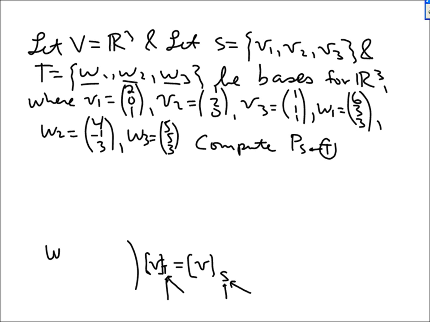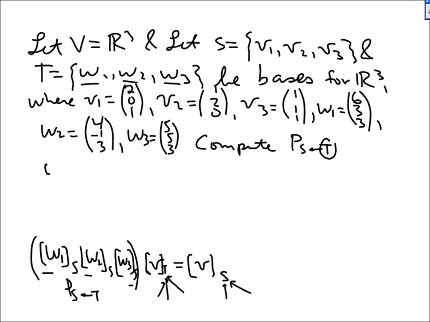So the first column is going to be W1, that came from T, and we're going to write it with respect to S. And then the next column is going to be this vector. And then the third column is going to be this one. And that's going to be the matrix P from T to S, from basis T to basis S. So this is the whole job, finding W1 in brackets sub S, W2 in brackets sub S, and W3 in brackets sub S. That is the whole job.